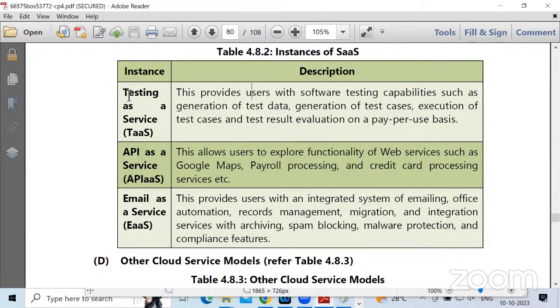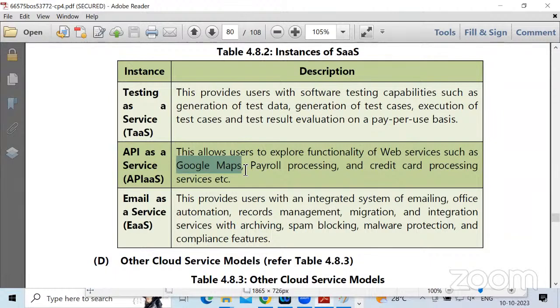When you think about software, testing has to be done for software. API, if you remember, yesterday we discussed while we were discussing the operating system, different hardware or interfaces. So API, application programming interface, which is connecting. They have given the best example of Google Maps, the Google Map application programming interface.